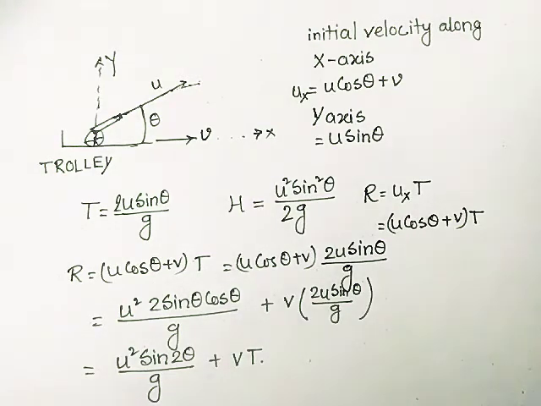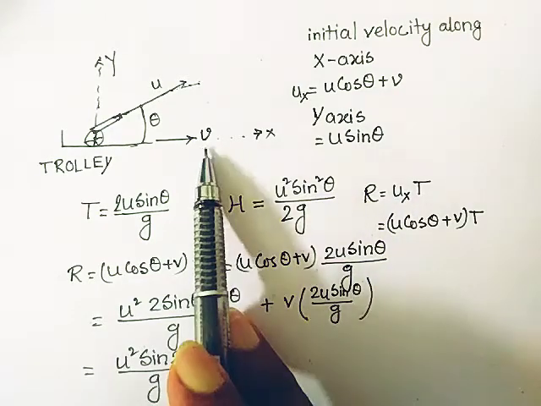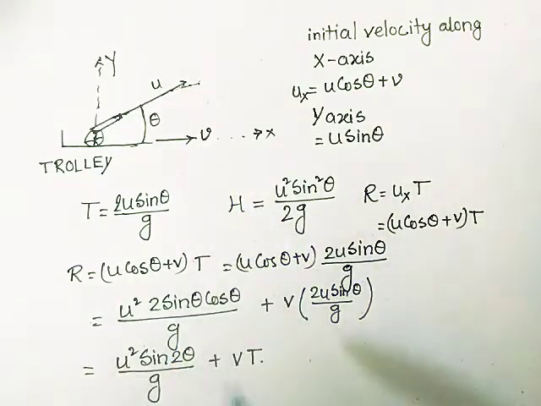So the range is changed here, because the range depends on the horizontal value of velocity, and it is increased by the amount v into T, the velocity of the trolley into the total time of flight.